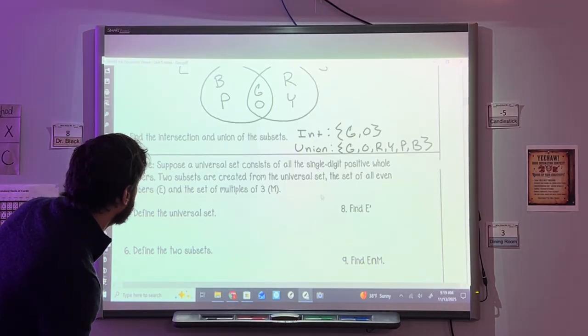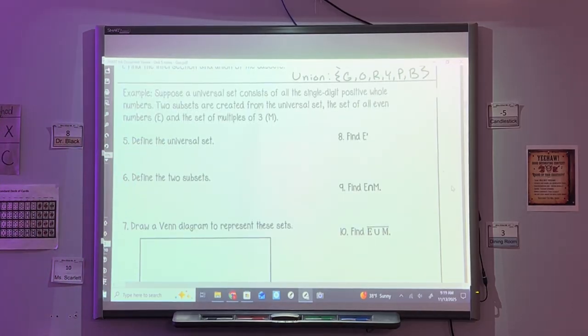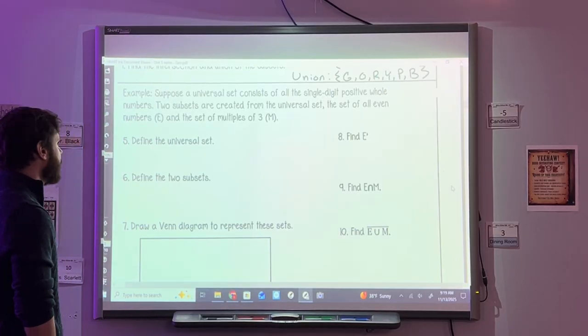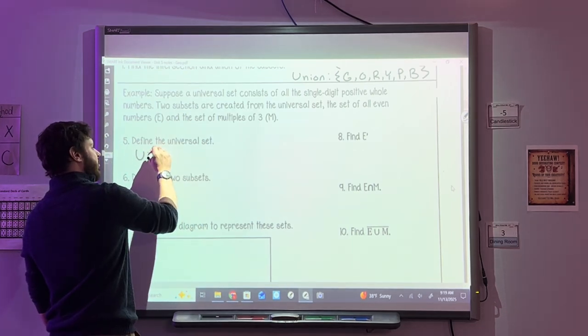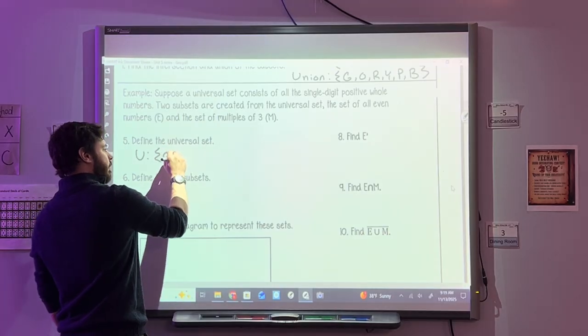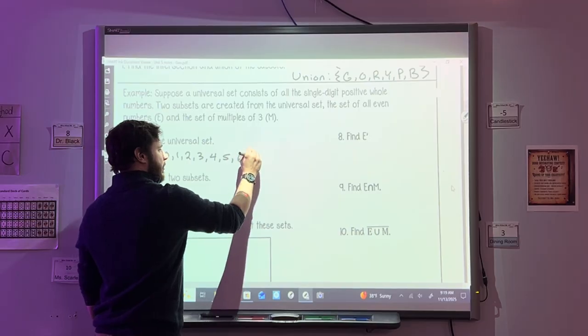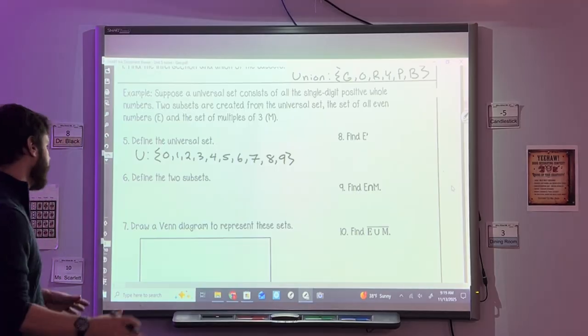Suppose a universal set contains all the single-digit positive whole numbers. 2 subsets are created from the universal set. The set of all even numbers, we're going to call that set E for even, and the set of multiples of 3, okay, M for multiples. Define the universal set. So everything in this set, all single-digit positive whole numbers: 0, 1, 2, 3, 4, 5, 6, 7, 8, and 9. Okay, so those are all of those.